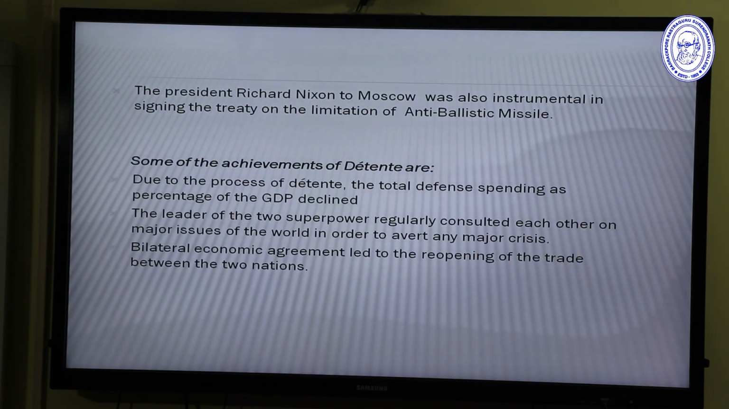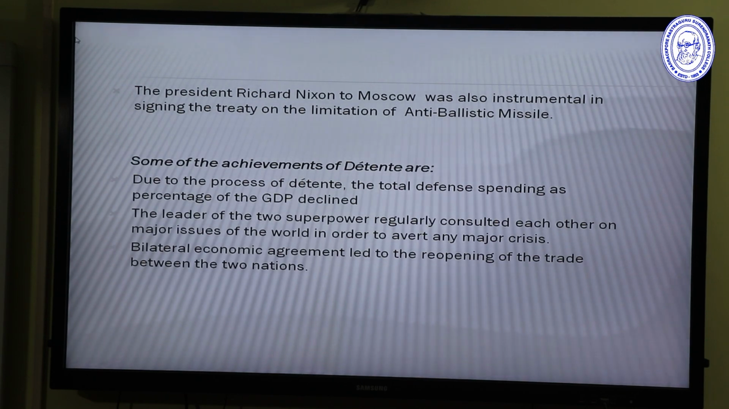Next, President Richard Nixon's visit to Moscow was instrumental in signing a treaty on the limitation of anti-ballistic missiles. Curbing ballistic missiles was signed between Richard Nixon and the president of the Soviet Union in Moscow. So what are the achievements of the detente?